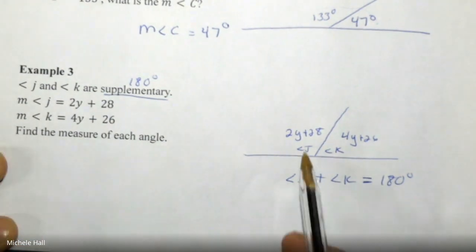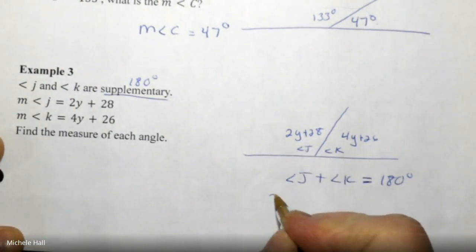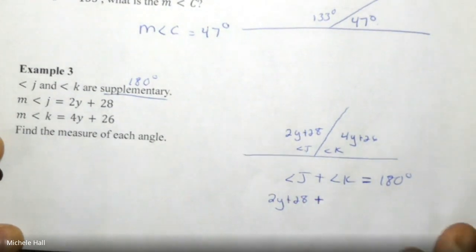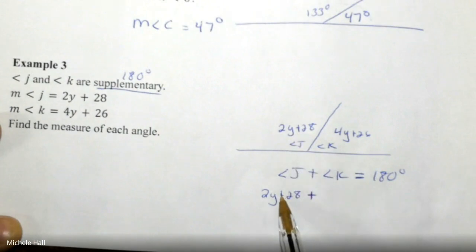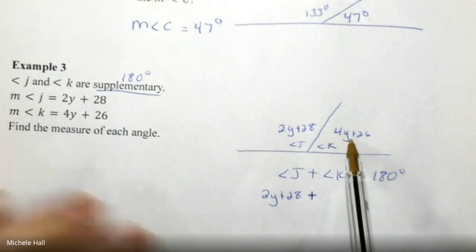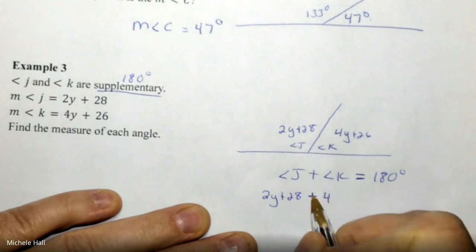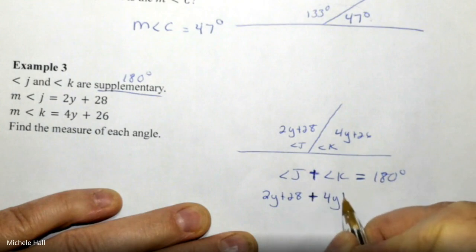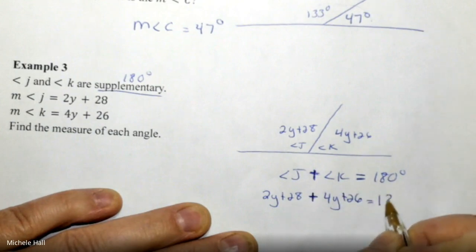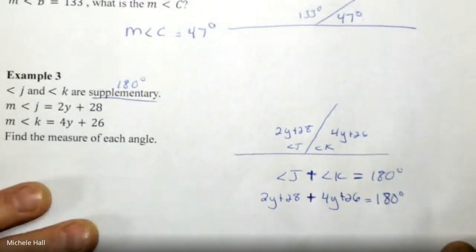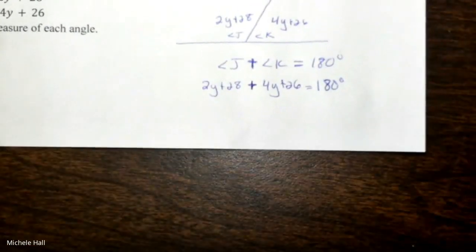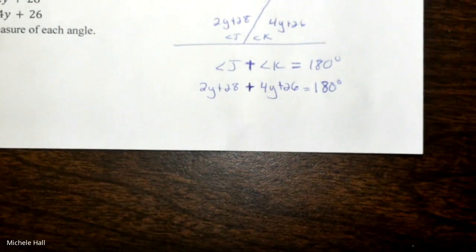We know that angle J is 2y plus 28, and we know that K is 4y plus 26. So I'm adding, that's why I darkened this a little bit. I'm adding these two angles together. 2y plus 28 plus 4y plus 26, and we know that it's a supplementary angle, therefore it equals 180. I have an equation that has variables, and I need to try to simplify it down and try to solve.